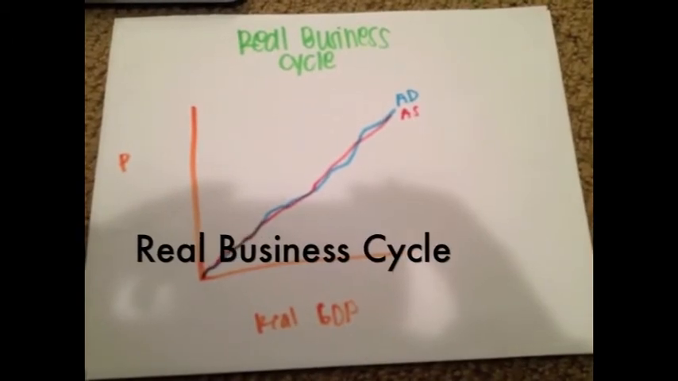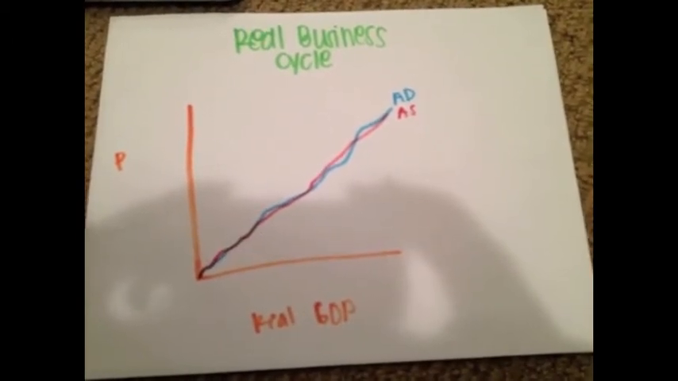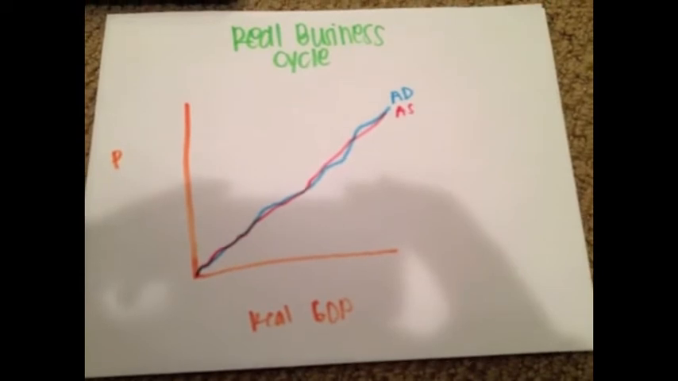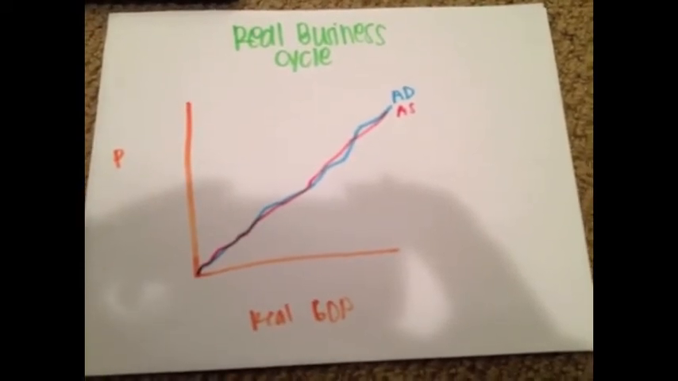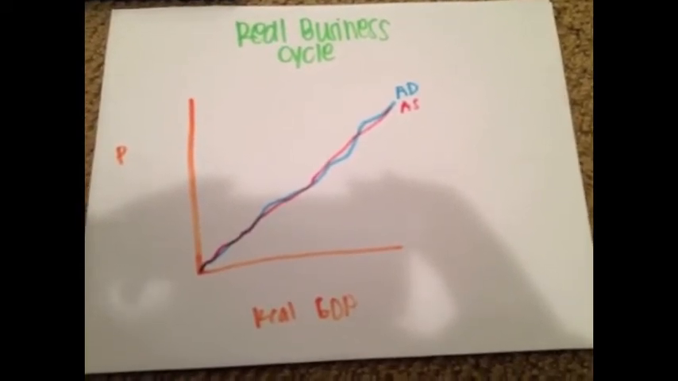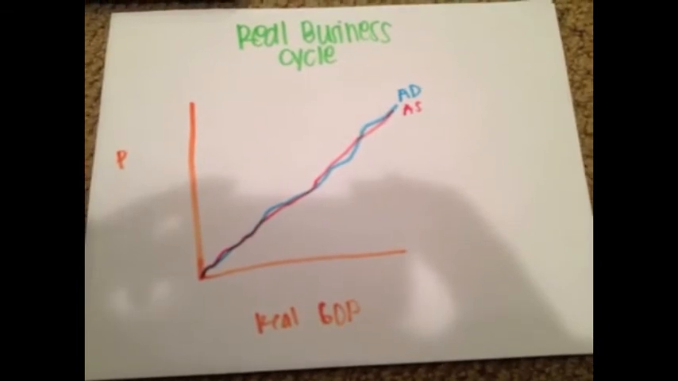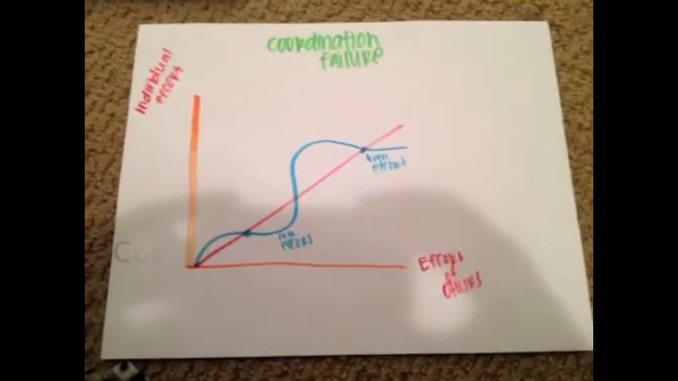This graph depicts the real business cycle, in which recessions and successes in the economy can be shown as changes of the real economic environment. It also shows that aggregate demand and aggregate supply tend to follow each other in trend.